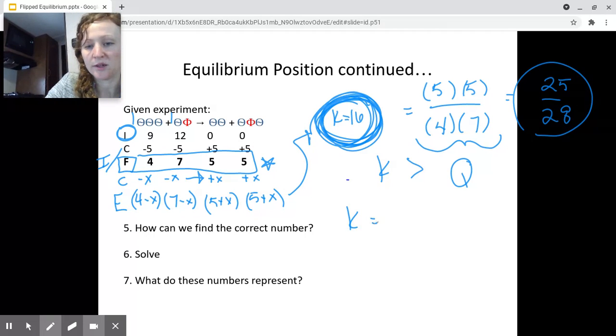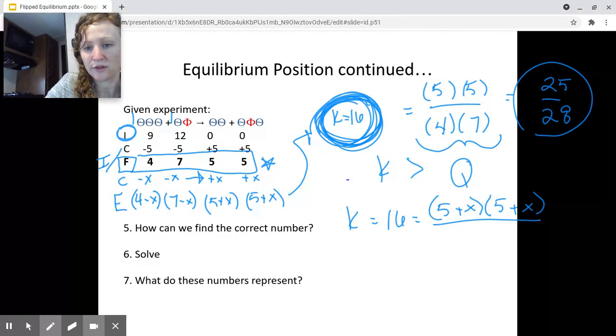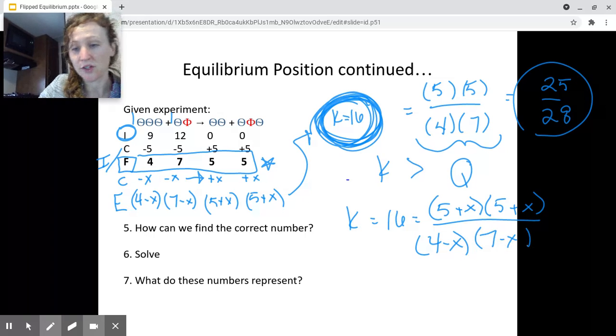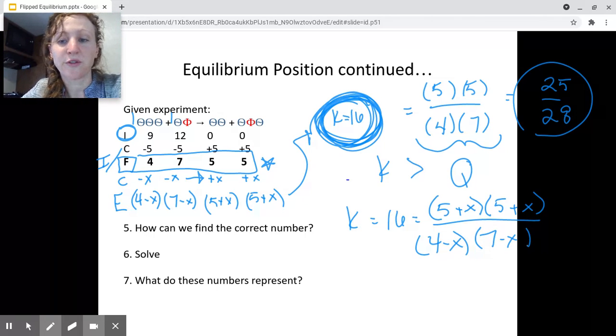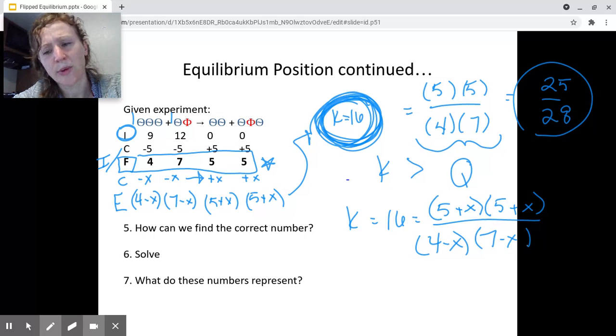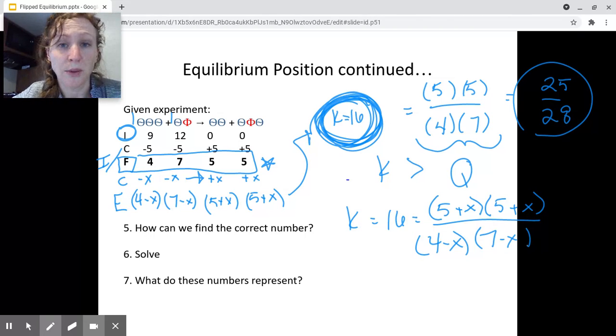So K equals 16 equals (5 plus x) over (4 minus x)(7 minus x), and then I can solve for x. Now, doing it this way is not super ideal because we're going to have to multiply through and use the quadratic equation at some point in time. So we're going to do one of these problems.